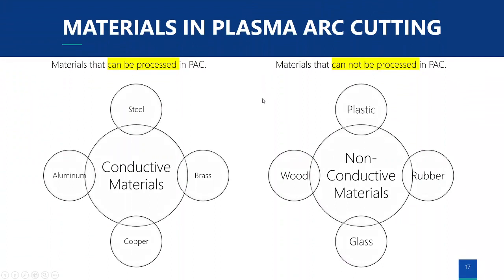This is very important in plasma cutting: which materials can be processed and which materials cannot be processed. As we know, we can only process materials that can conduct electricity, like steel, aluminium, copper and brass, and the non-conductive materials like plastic, rubber, glass, wood, etc. cannot be processed in plasma cutting.